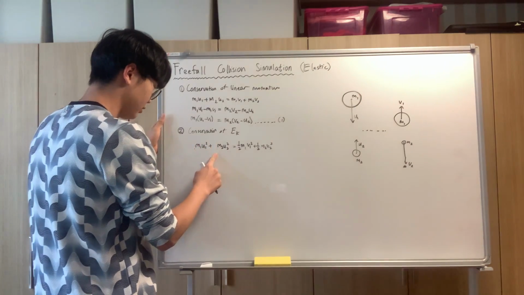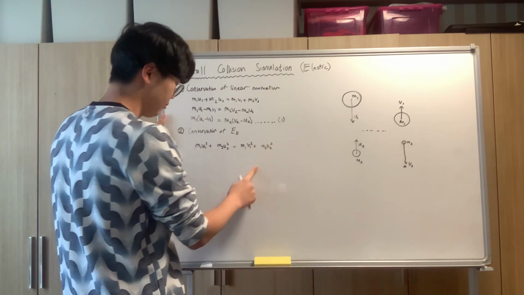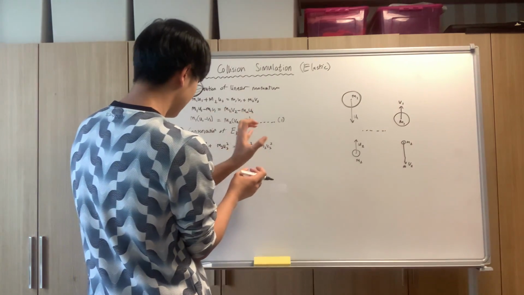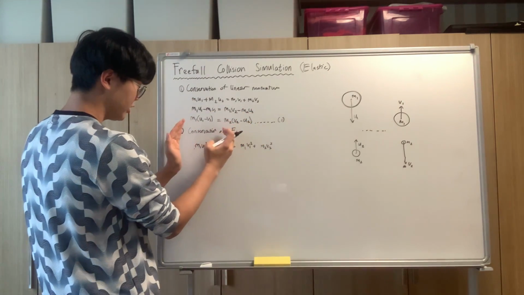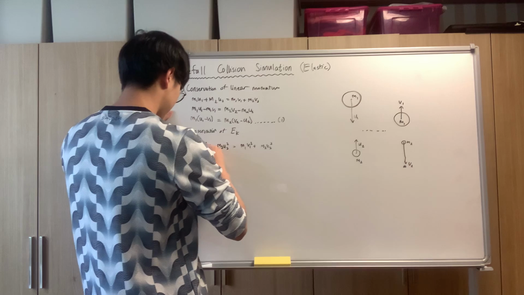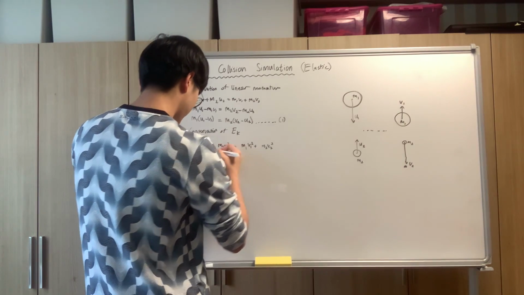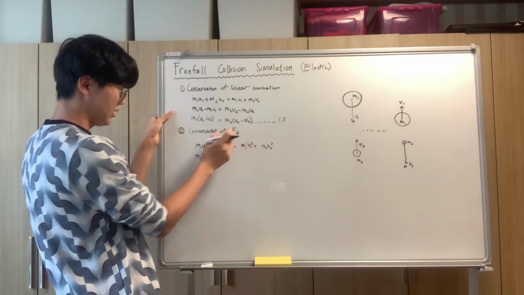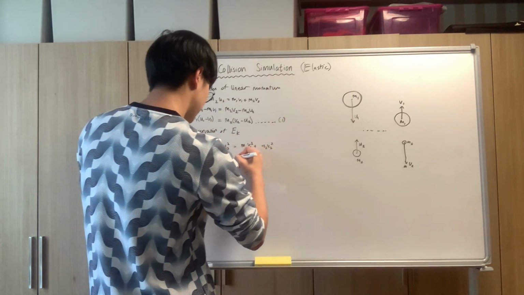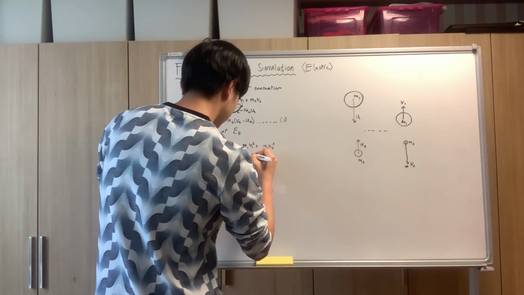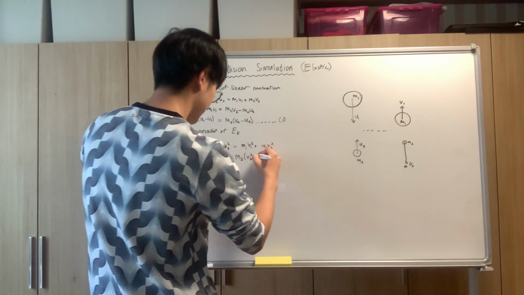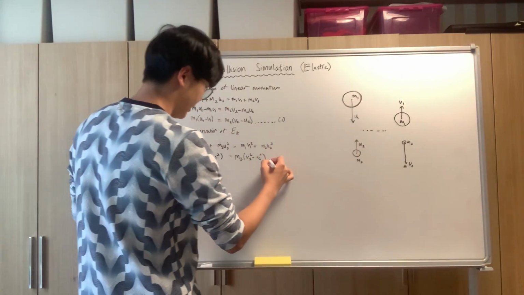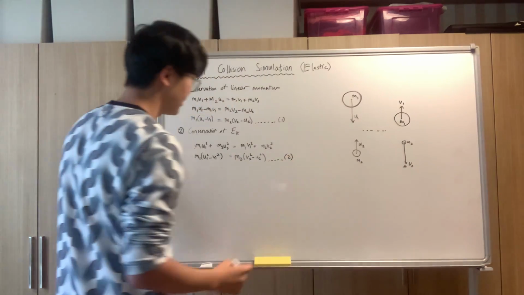So erase all the halves, multiplying each side by 2, and then we're going to flip them. So we're going to have the terms with m1 in here and m2 in here, to get m1 of u1 squared minus v1 squared, and that's going to be equal to m2 of v2 squared minus u2 squared. I'm going to label that as equation 2.